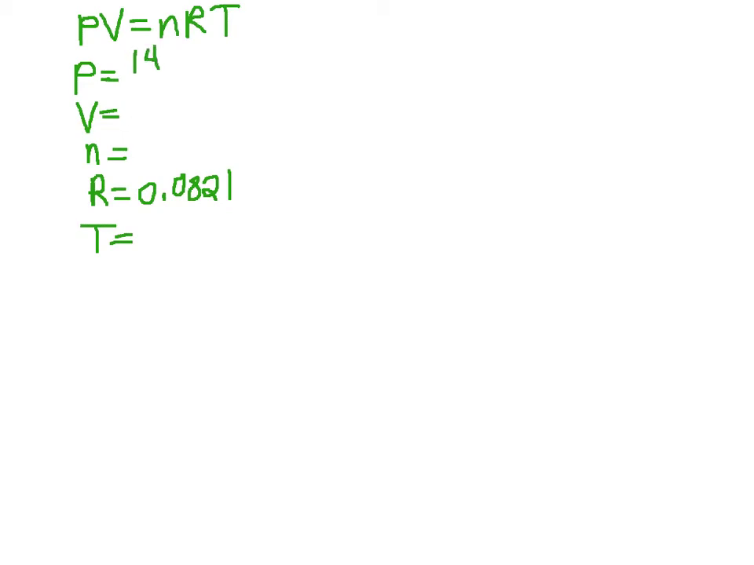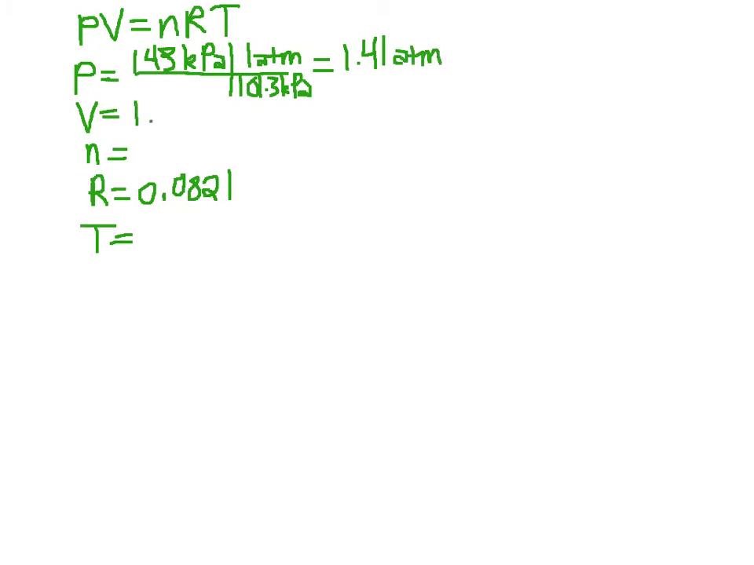The problem says 143 kPa, and we need to change that to atmospheres. We need to change it to atmospheres so that it will cancel out with the R constant, and the R is in atmospheres. Okay, when we do 143 divided by 101.3, you get 1.41 atmospheres. Alright, so now we have our pressure.